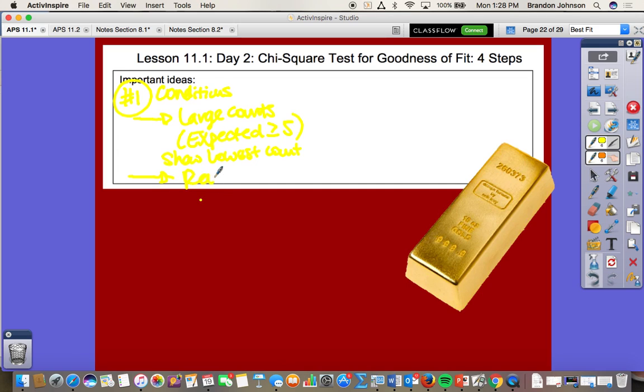Condition number 2 is that it's random. This is the same thing we've talked about before. If I've selected it at random, if it's an SRS, we're good there. And that's what we're expecting to show there.